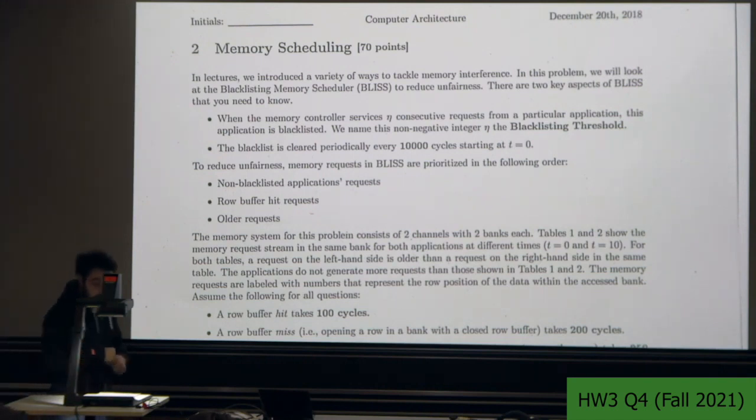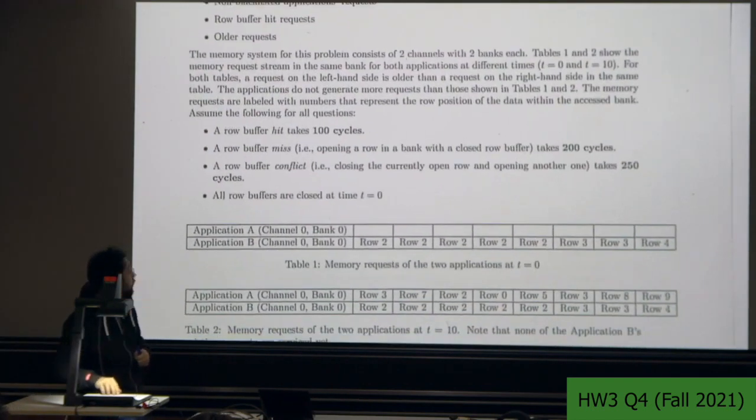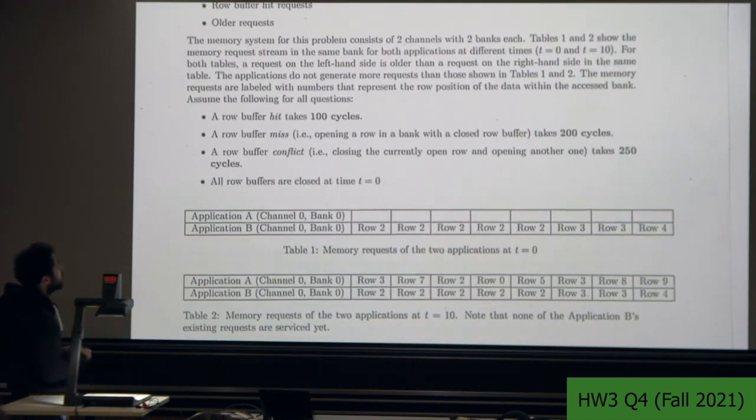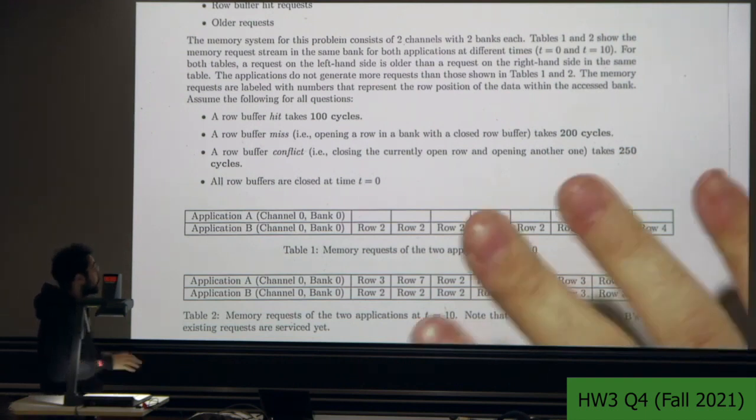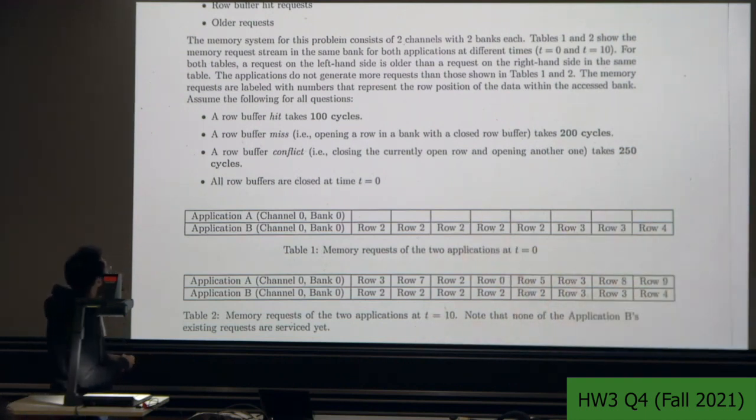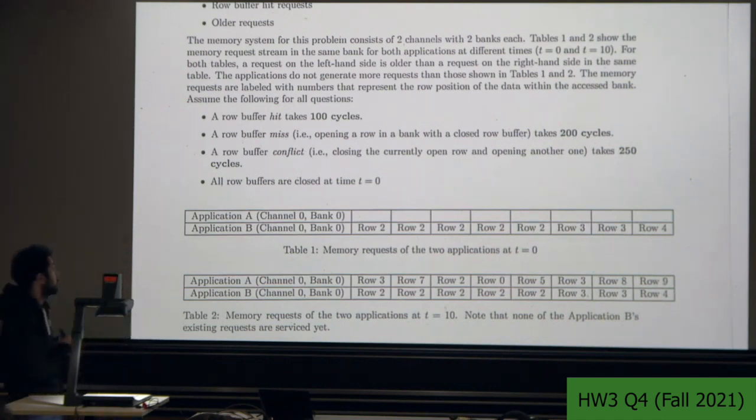So in this problem, we have a memory system that has 2 channels with 2 banks each, and tables 1 and 2 show the memory request stream for two different applications at times t equals 0 and t equals 10. In both tables, as we go to the right, the requests are younger. There are not any more requests in this problem. And for each one of the requests we have information about which row in the bank it accesses.